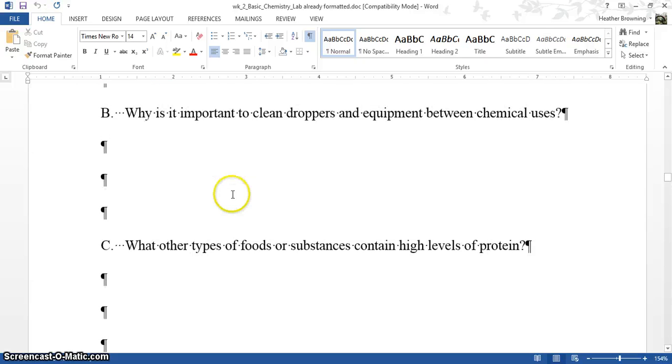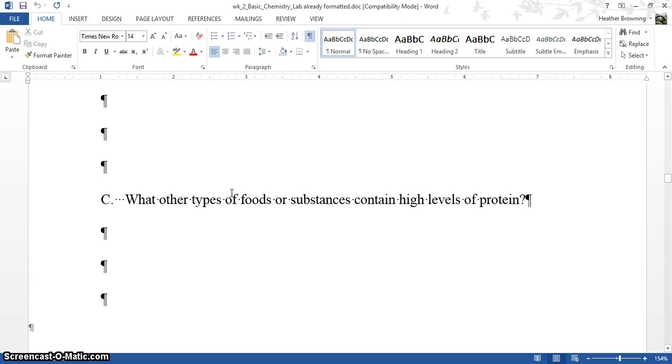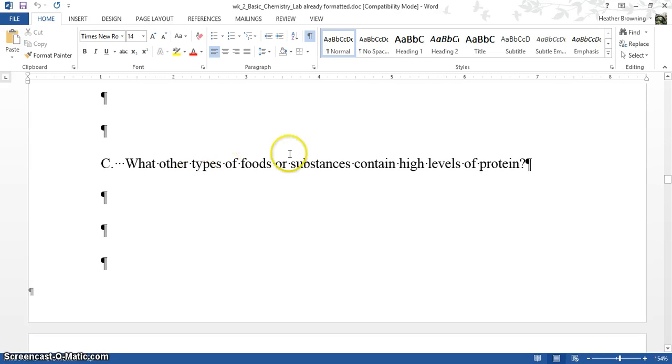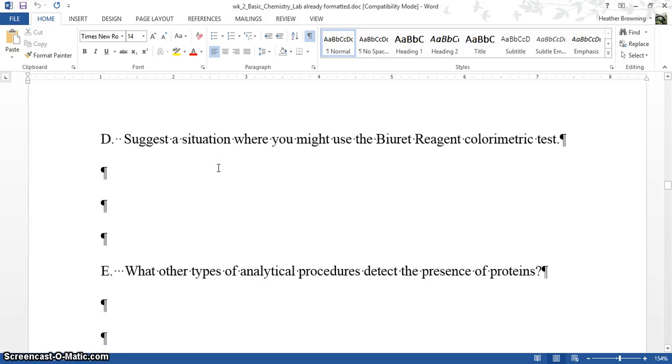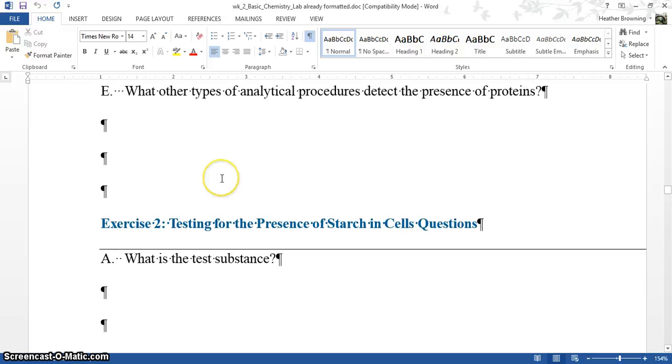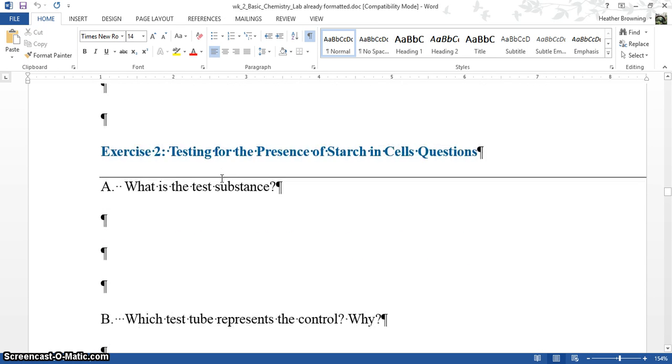Why is it important to keep everything clean? What are the other types of foods or substances that might contain a high level of protein? Here's something, if you know it off the top of your head, you could put it in, or you could use an in-text citation. And then suggest a situation in which you might use this as a test. And analytical presence, right? Read, you'll find stuff.